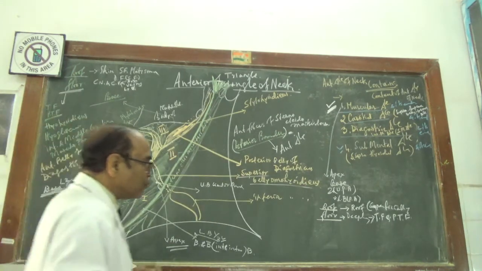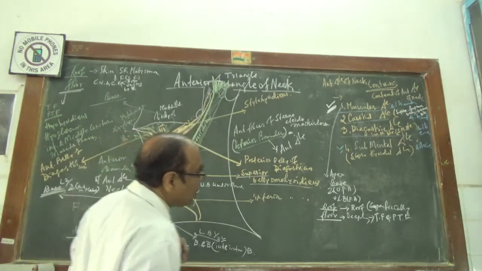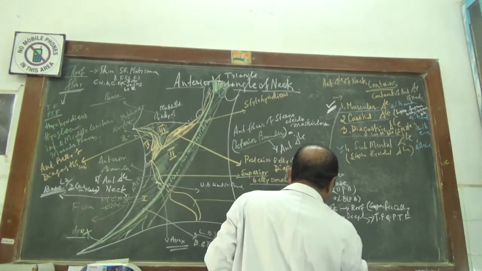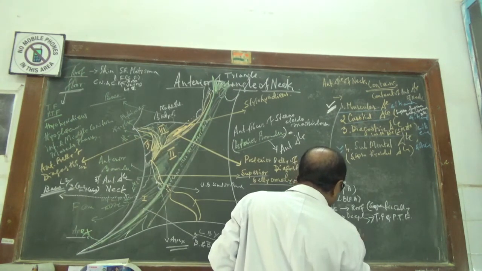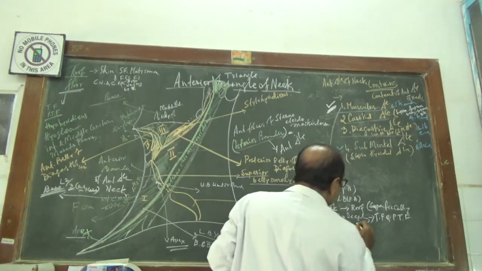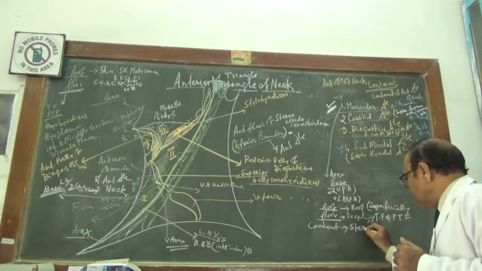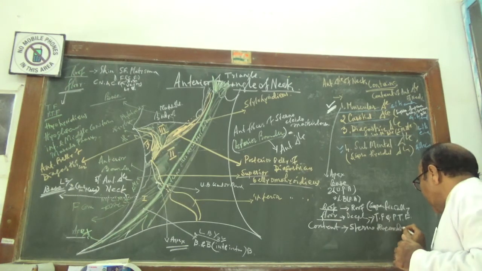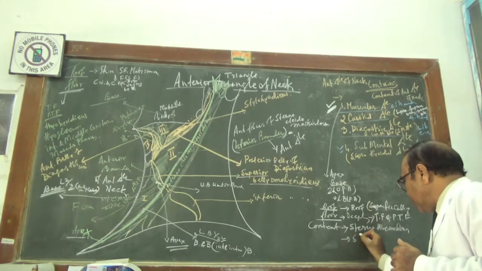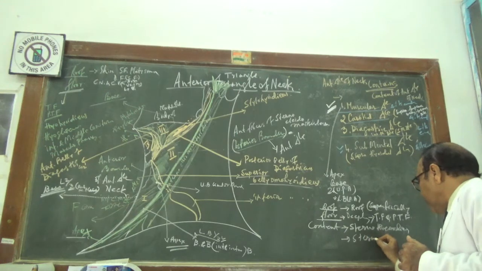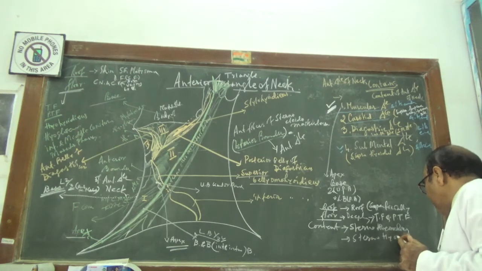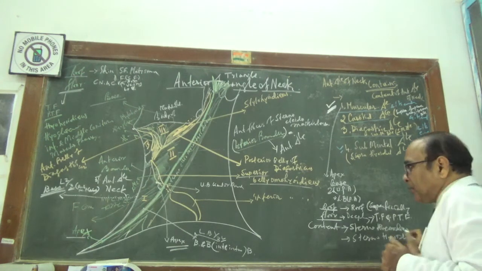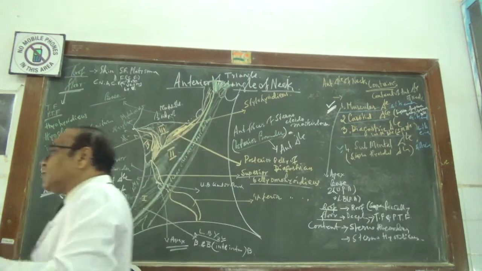Then you will get the content of the muscular triangle: the sternothyroideus and the sternohyoideus. These two muscles are present in the muscular triangle.